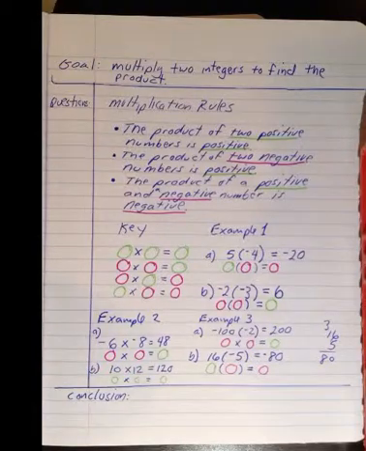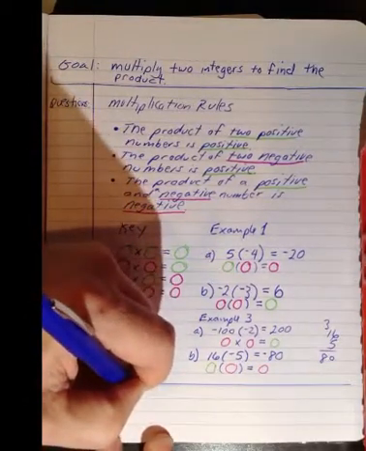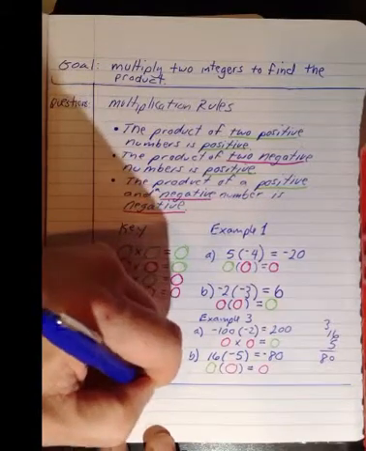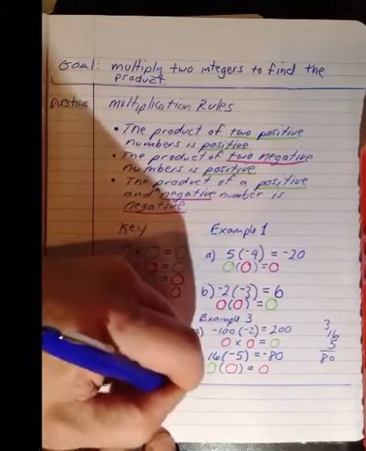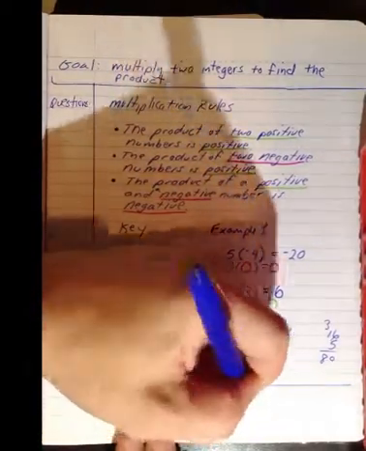You can write a conclusion at the bottom. Put it in your own words if you'd like. You can write what you know is true about multiplying integers. And you can compare it to what I wrote.